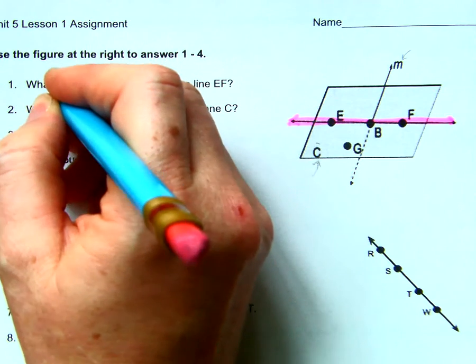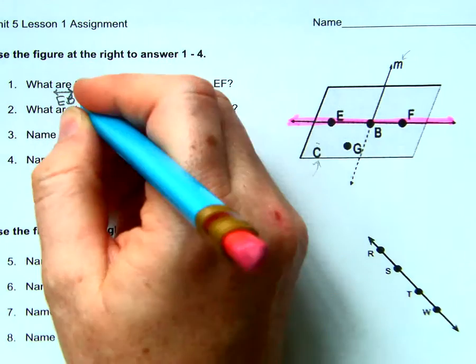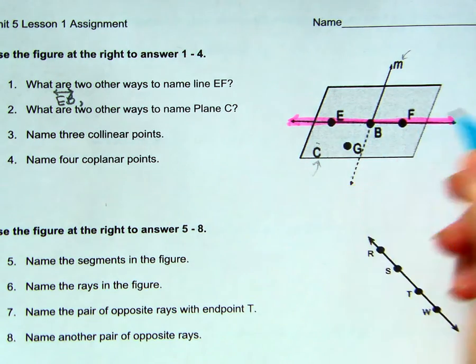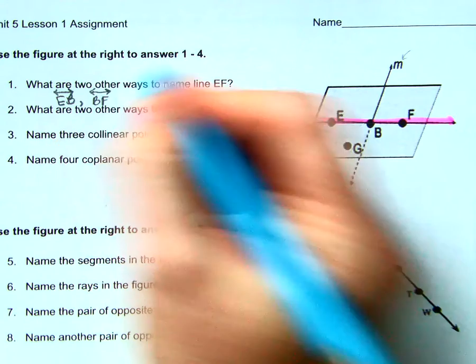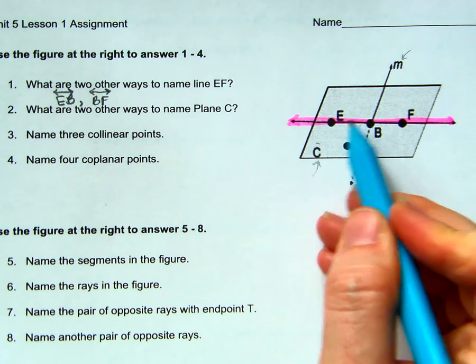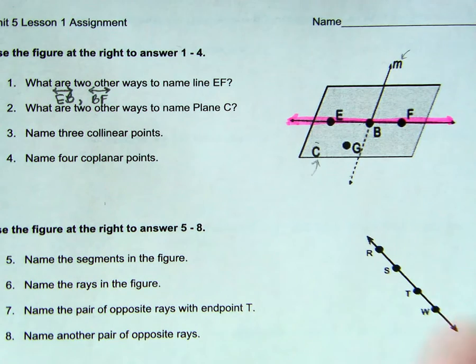And remember, notation would tell me to put the little line above it with the arrows on it. I could name this line BF. And I could have done the opposite as well, right? This could be FE, this could be FB, this could be BE. So because it's a line, I can name it in either order.